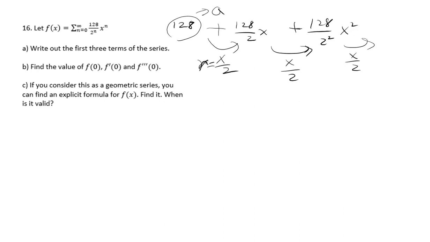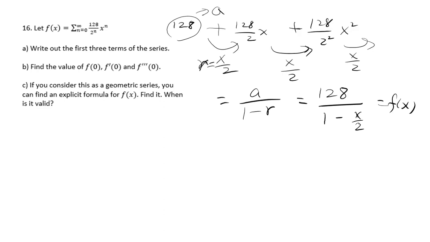That's your a. So if you use the formula a over 1 minus r, it's going to be 128 divided by 1 minus x over 2. Okay, so that's the explicit formula. This is our f of x. Now, when is it valid?